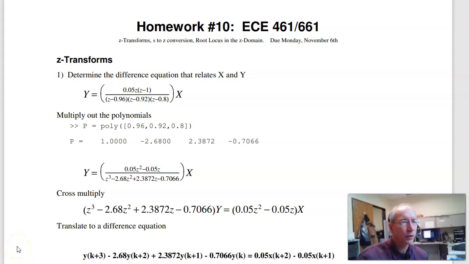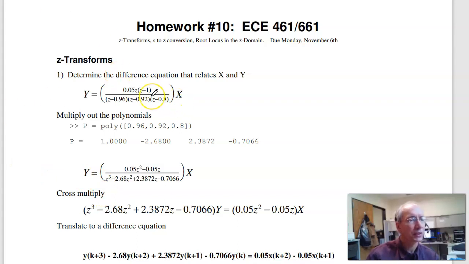Here are solutions to homework set number 10 for ECE 461. This homework looks at z-transforms, converting from the s-plane to the z-plane, and drawing the root locus in the z-plane. Now the first problem is, given a transfer function in the z-plane, what does it mean?